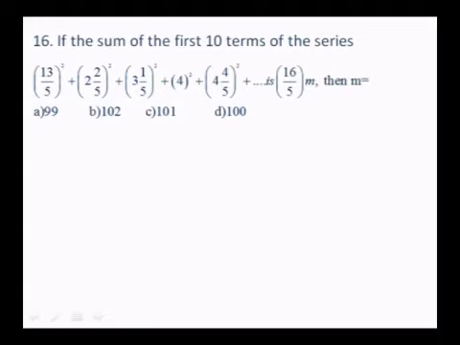16th one: the sum of the first 10 terms of the series (1 and 3 by 5) whole square plus (2 and 3 by 5) whole square plus (3 and 3 by 5) whole square plus (4 and 3 by 5) whole square etc. is 16 by 5 into m. Then what is the value of m?